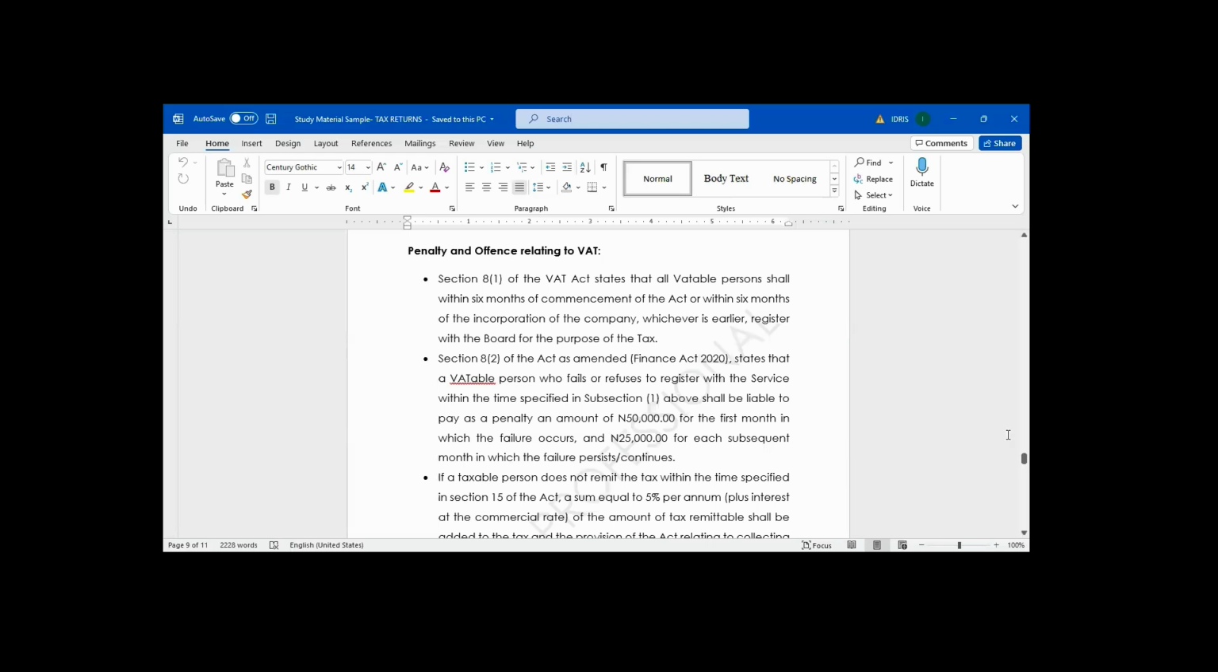Let me recap. As a company, you must register for VAT within 6 months from the date of commencement of business. If you fail to do so, you will pay penalties of 50,000 naira in the first month of the failure and 25,000 naira for each subsequent month in which the failure continues.